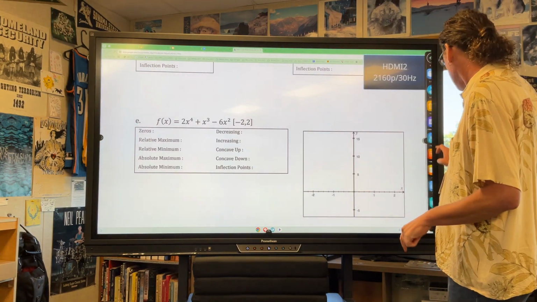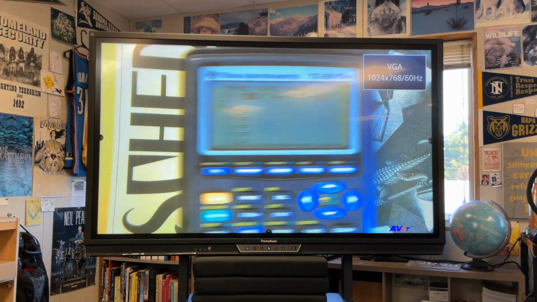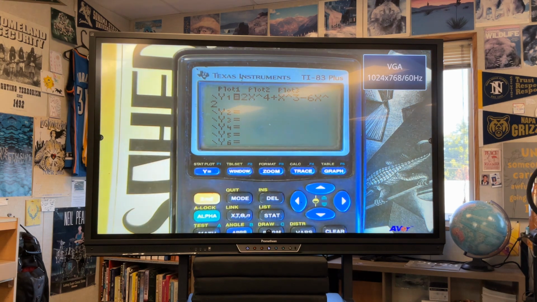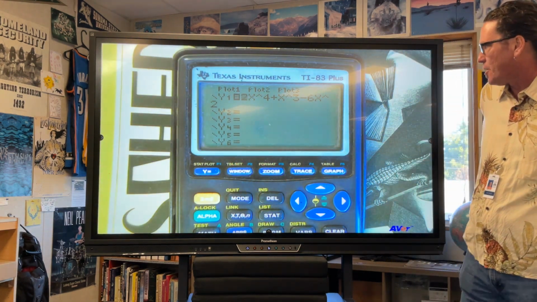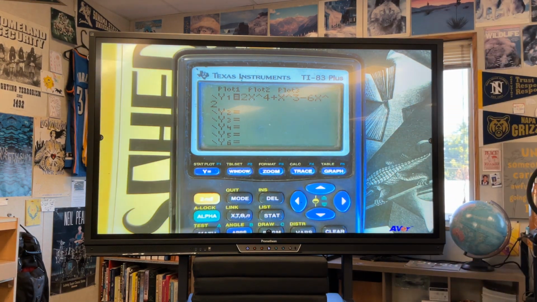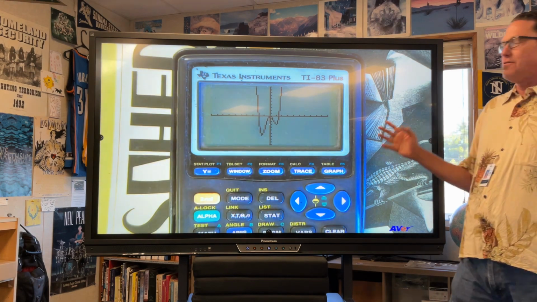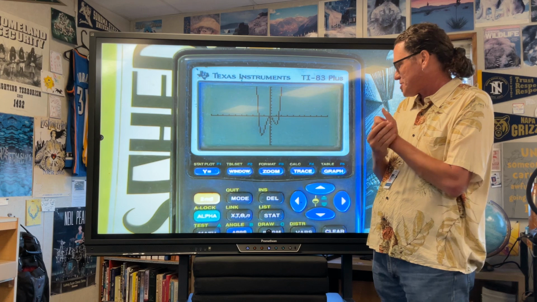Let's see, that's not what I wanted. Perfect. All right, I got my TI-83. I'm flying the 83 today. My 84 is dead, but the 83 actually comes up nicer on the screen here. So here is my function typed in. I'm going to click graph, and I am in the standard viewing window, -10 to +10 in both directions.